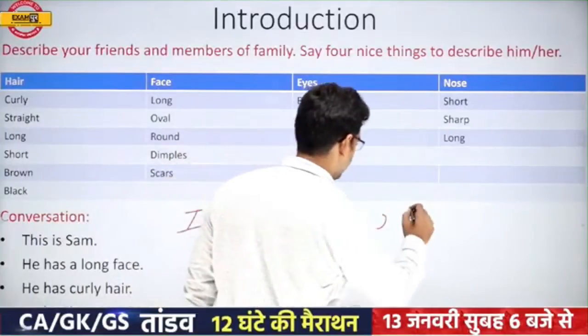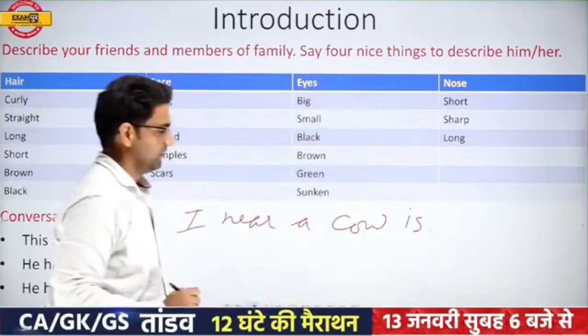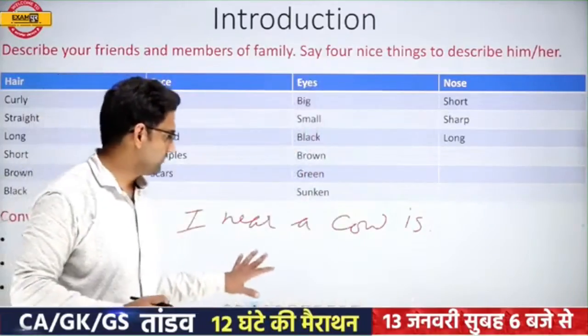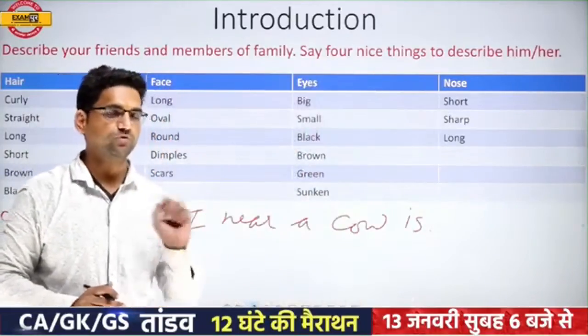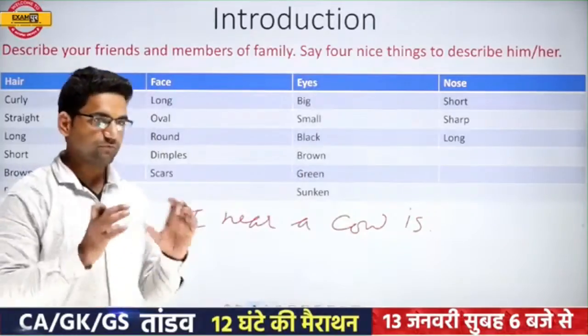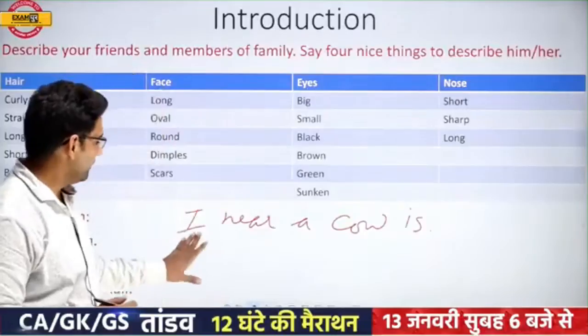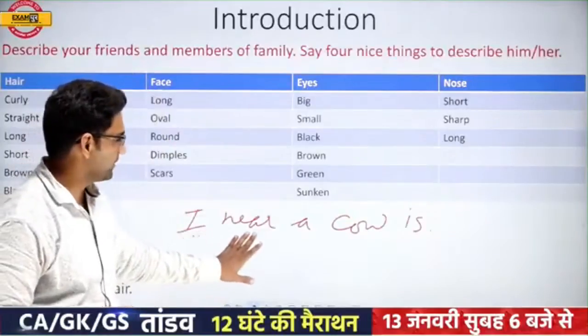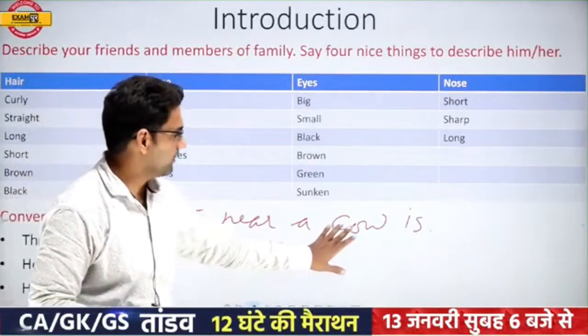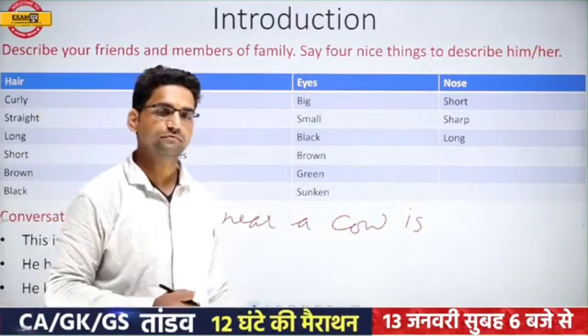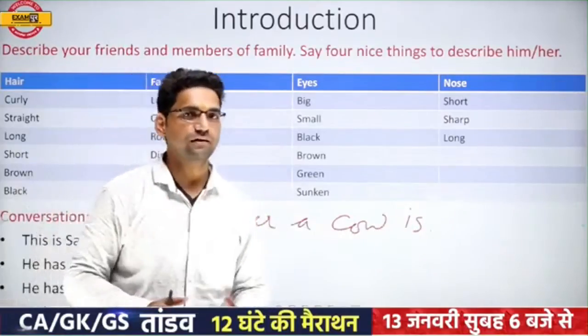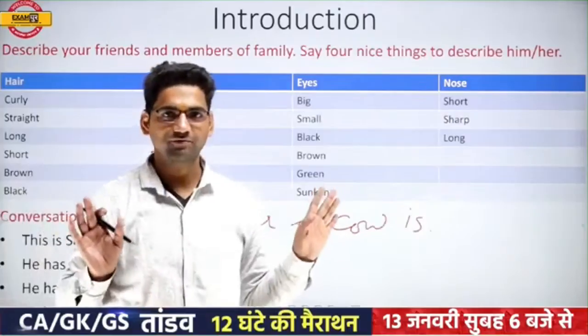Look, this is why I always advise my students to learn English from English only, because translation will disturb the structure of grammar of English. So it becomes: I, near means near, a cow, and is. So this is not the right way to learn spoken English or any English for that matter.